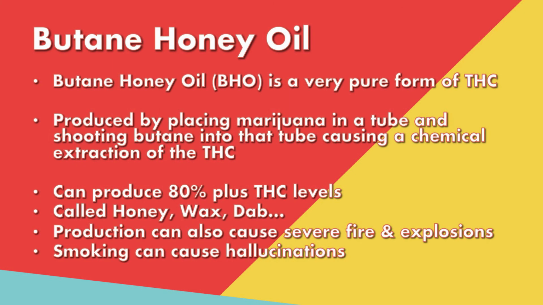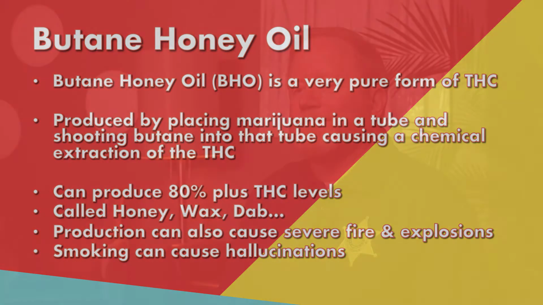Butane honey oil is produced by placing marijuana in a tube and shooting butane into that tube, and it causes a chemical extraction of the THC. Typically, they'll put all of the marijuana, the seeds, the buds, the stems, grind it up and put it in this tube. It can produce 80% plus levels of THC. It's called honey, wax, dab, 710, and there are probably another 100 names for this as well.